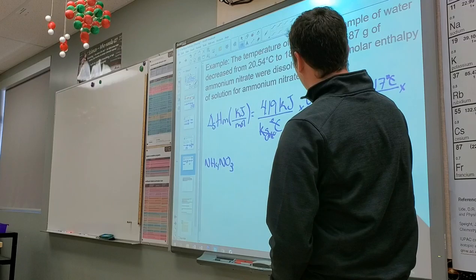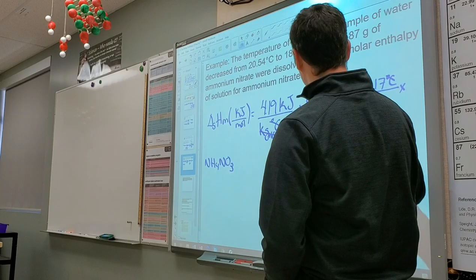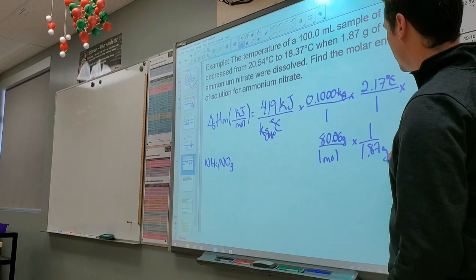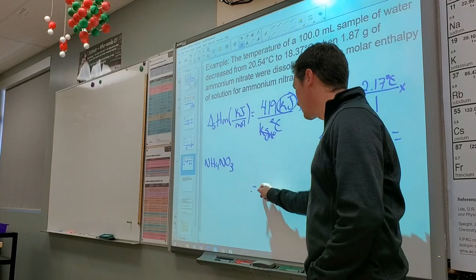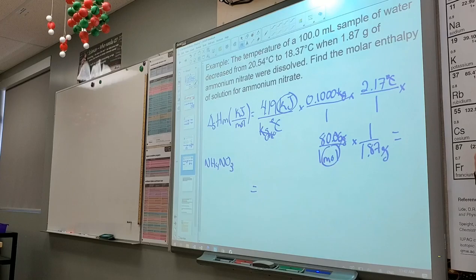So we're going to multiply. What do we need on top? What do we want on the bottom? We want moles on the bottom. So per one mole is 80.06 grams. And we need to cancel out grams on the bottom, 1.87 grams. So grams and grams, and we've got kilojoules per mole. Hopefully that makes sense.